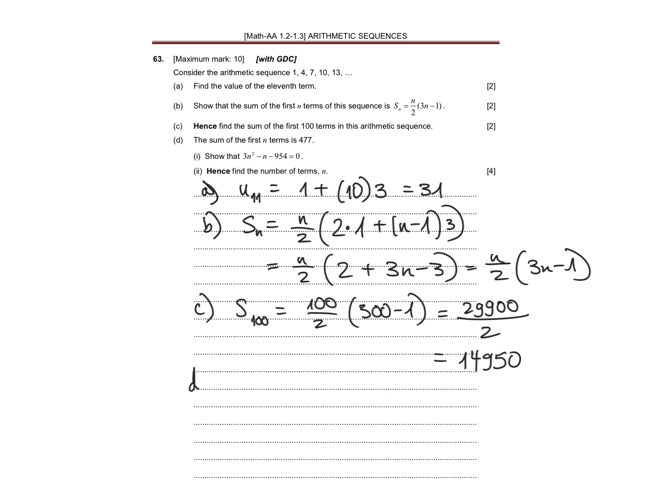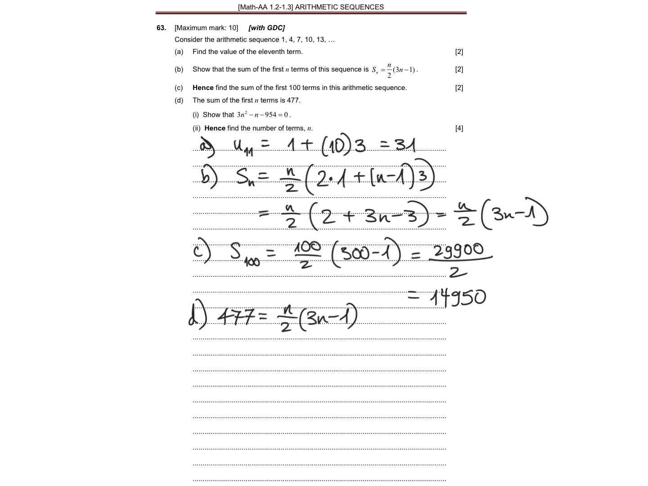And D, the sum of the first n terms is that. So we have 477 equals n over 2, 3n minus 1. And when we multiply by 2, we're going to have 954, and distribute the n. So 3n squared minus n. So that is the first bit. Hence, find the number of terms.